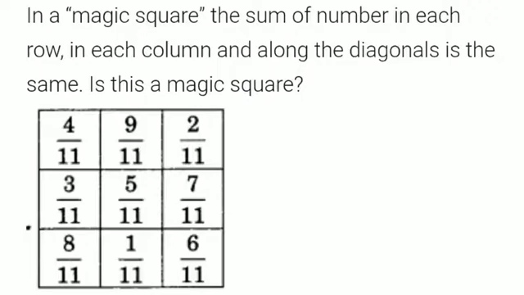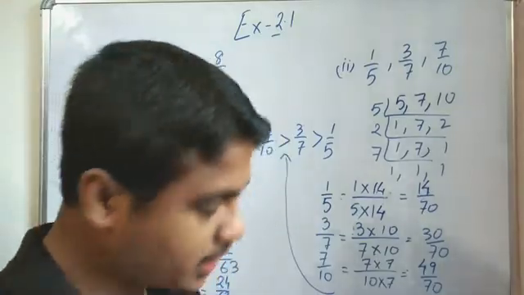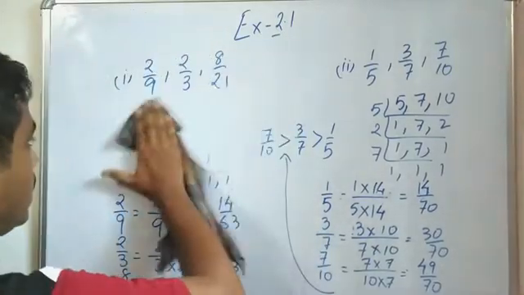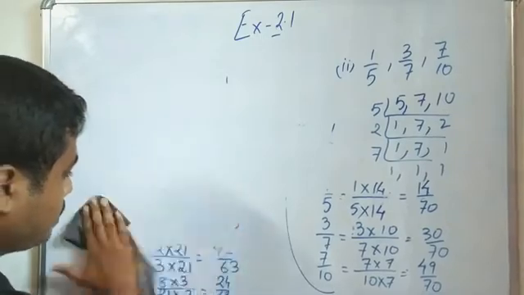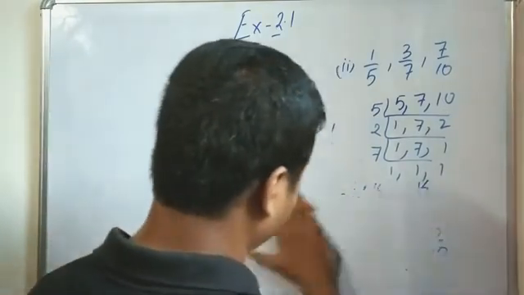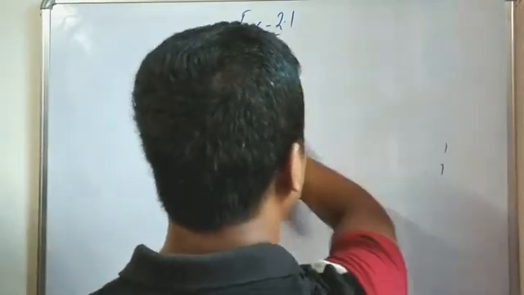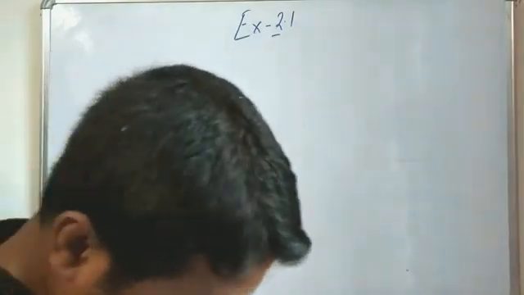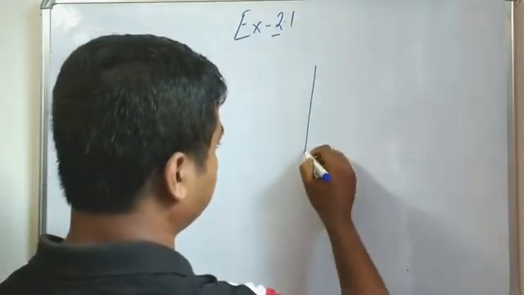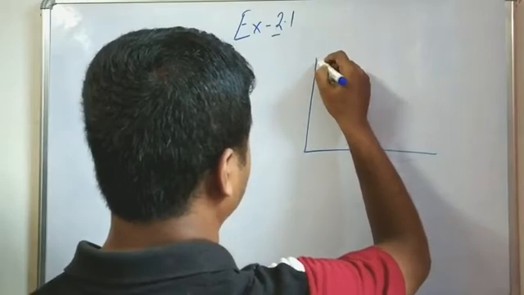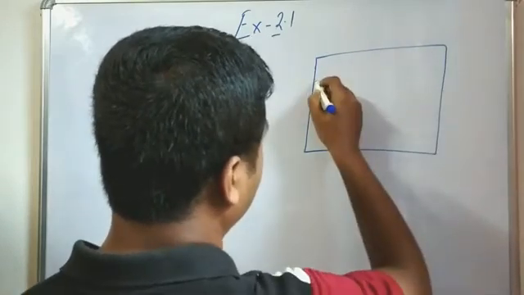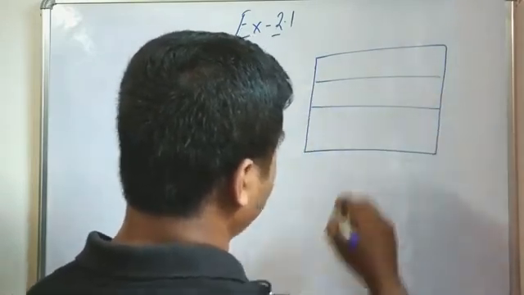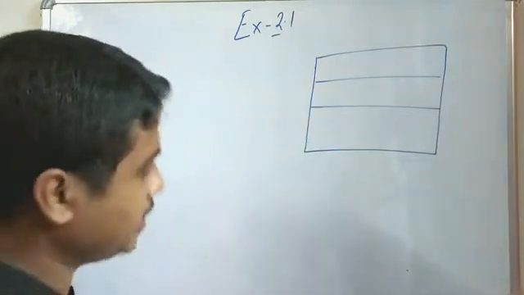In a magic square, the sum of the numbers in each row, in each column and along the diagonals is the same. Is this a magic square? So a square is being given in the question. Let me show the square. This is a square. Horizontally and vertically there are three numbers given.